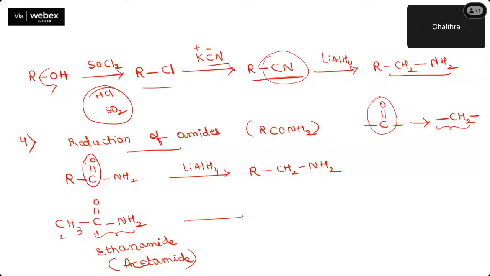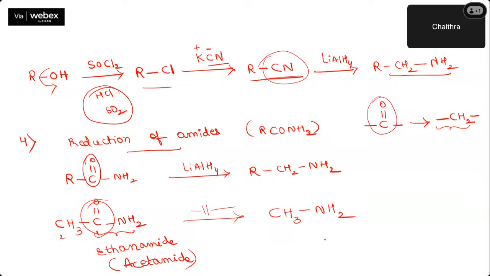Now, can you tell me the product? With any reducing agent, sodium and ethanol or lithium aluminum hydride, tell the product. You start the reaction with acetamide or ethanamide. What is your ending product? It is CH3NH2. Very simple, right? You just reduce this group into CH2. Got it? Any doubts?